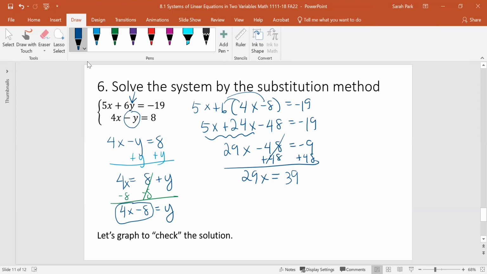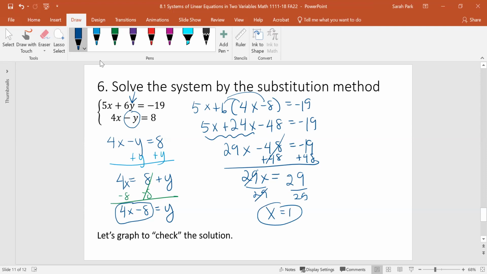Actually, I did my math wrong. That should be negative 19. Okay, take that back. Let's do now negative 19 minus 48. That's negative 29, or positive 29 rather. And then divide both sides by 29, which we would get x is equal to 1.